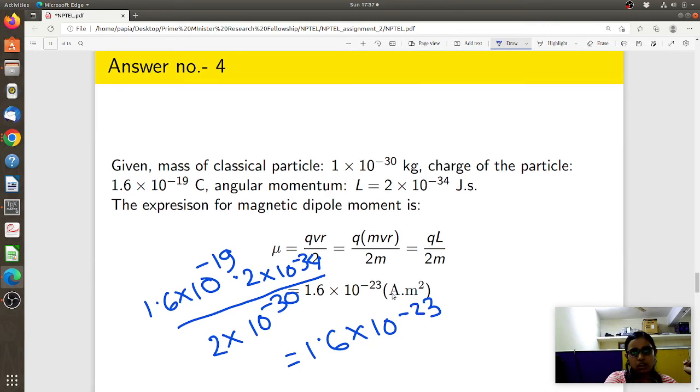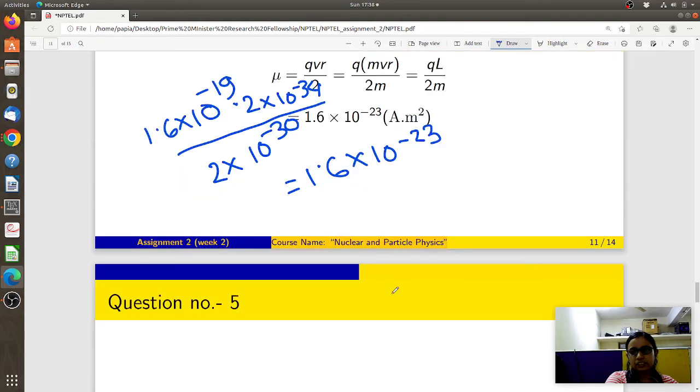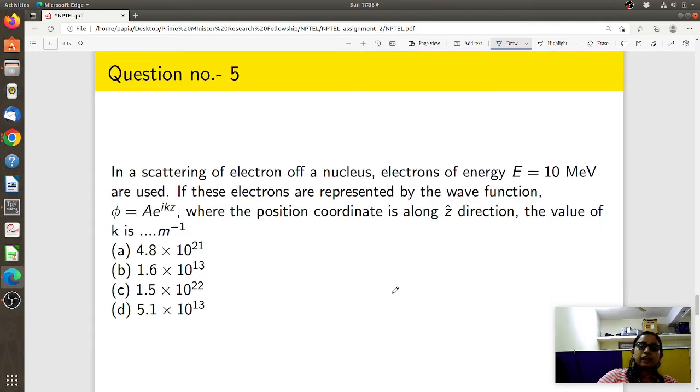This is a very simple and trivial question for question number 4. So nothing more than that is there. So coming to question number 5. In that question, the question is like, in a scattering of electron off a nucleus, electrons of energy equals to 10 MeV are used. If these electrons are represented by the wave function phi equals to e to the power i k z, where the position coordinate is along z cap direction, then what will be the value of k?